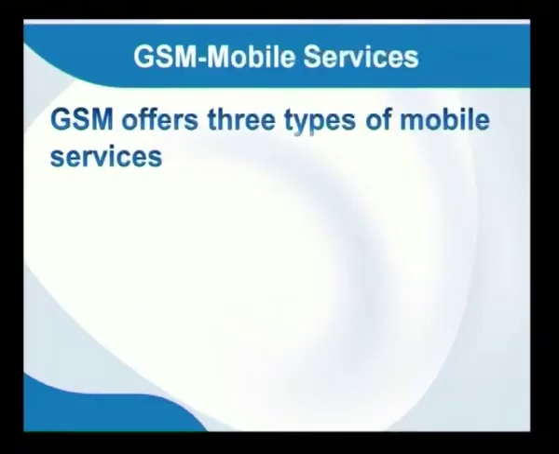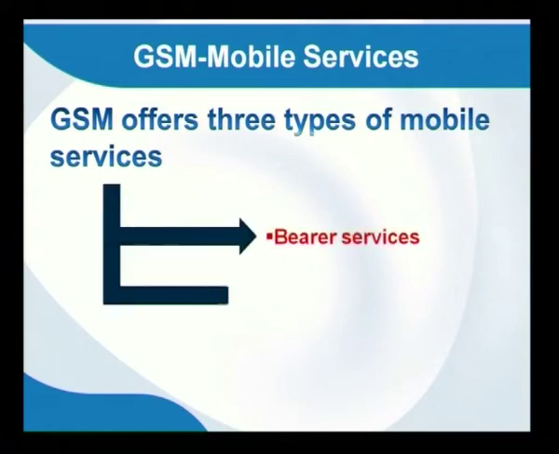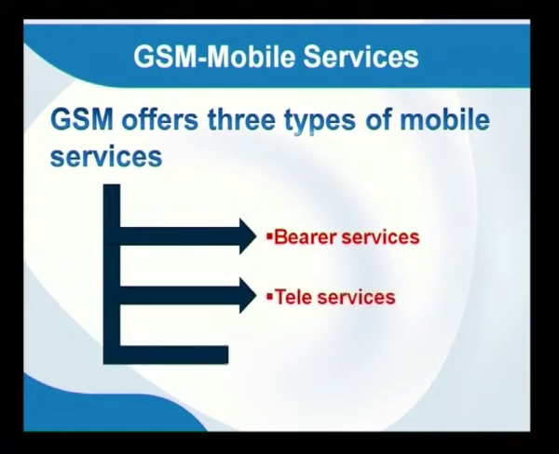So far we have discussed some very important basics about GSM. Why should we go for GSM, and what is the purpose of developing GSM, we have covered. And now we are going to see the mobile services offered by GSM. GSM basically offers three types of mobile services. The first one is bearer services, the second one is teleservices, and the third one is supplementary services. Now we are going to look in detail at the three types of services offered by GSM.